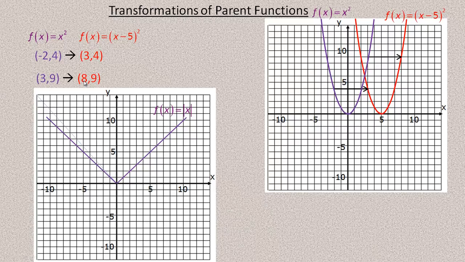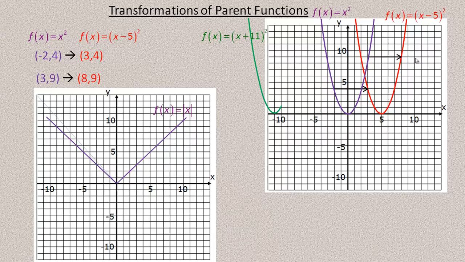And so, see in the original function, 3 squared gives me 9. So if I put the 8 in here, I need the minus 5 in the function in order to be squaring 3 to get the 9. So it's kind of like that 5 undoes something, I suppose, so that you can still be squaring the same number to get the same y value.